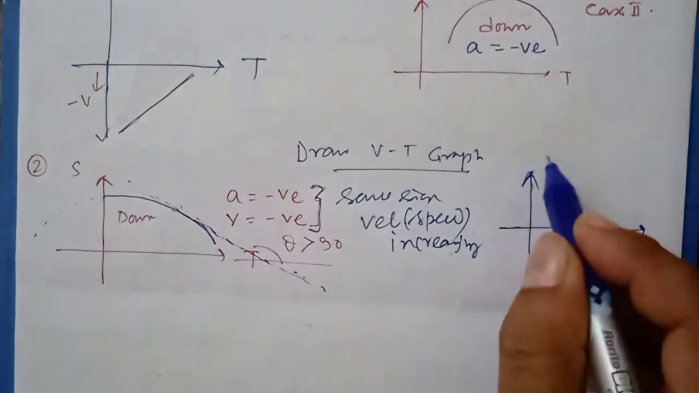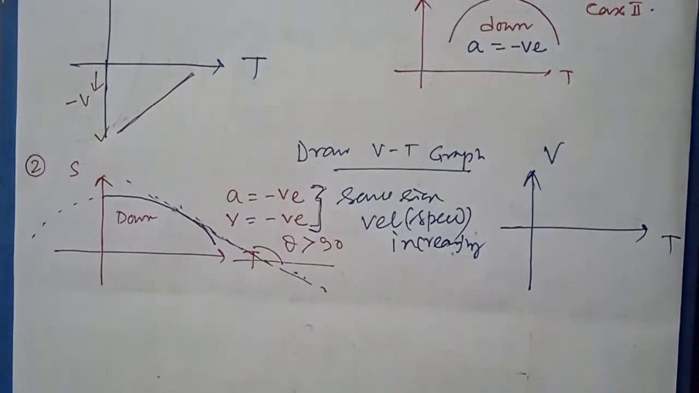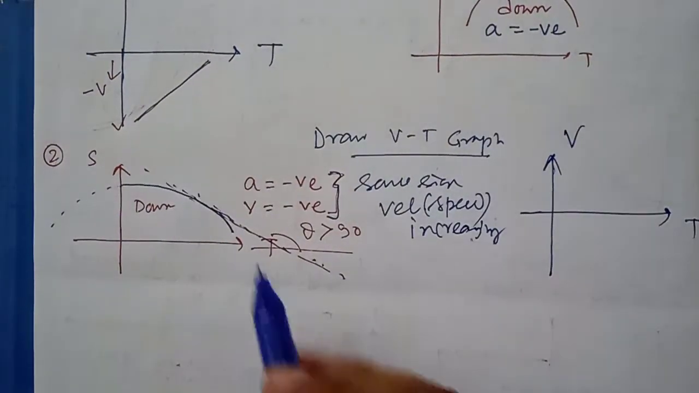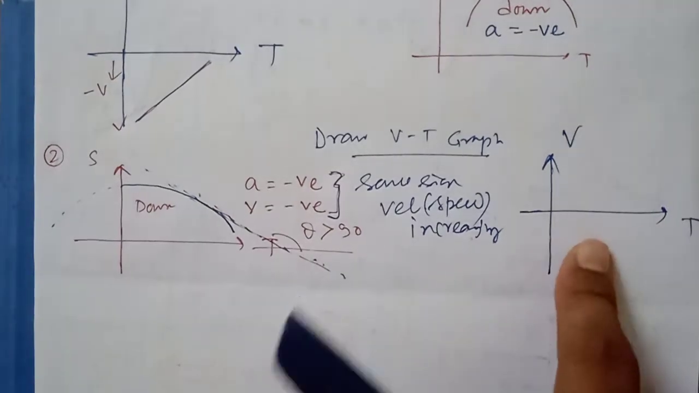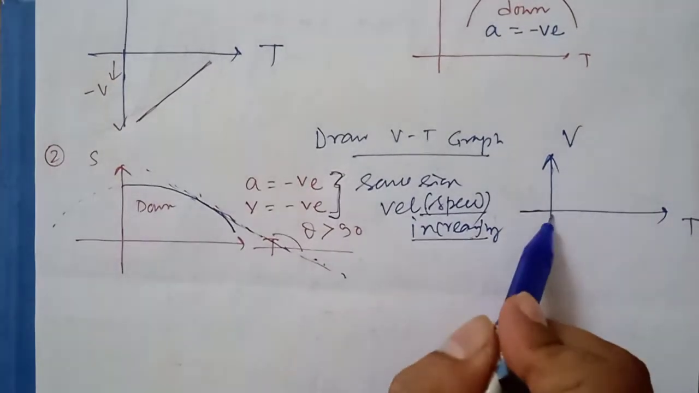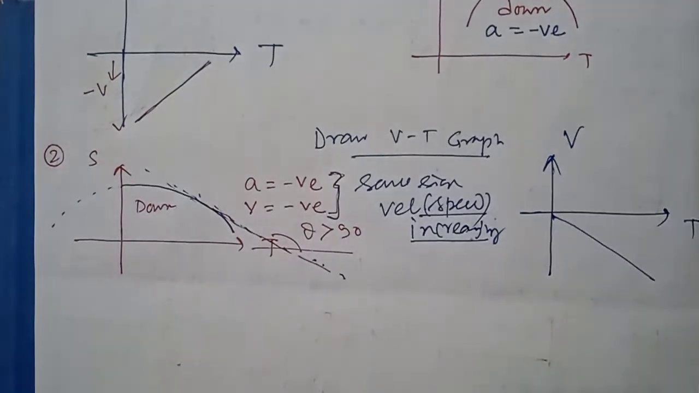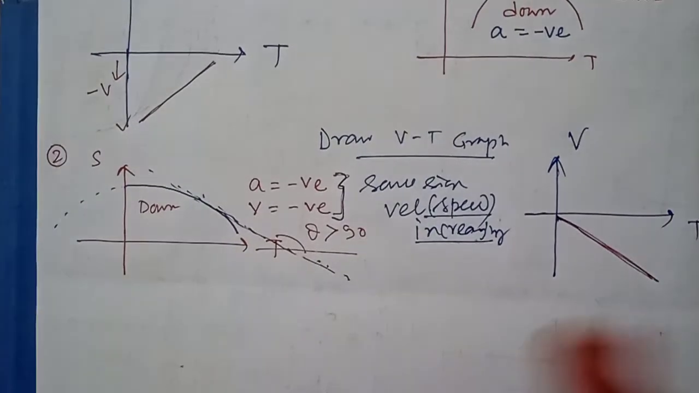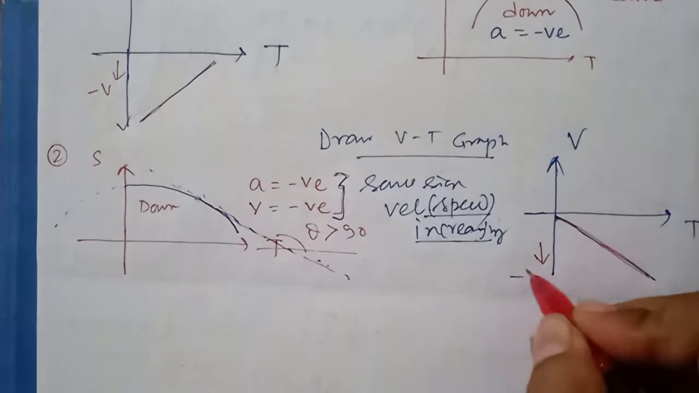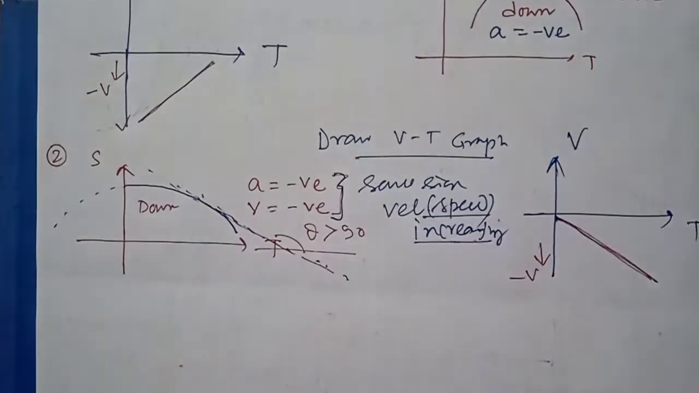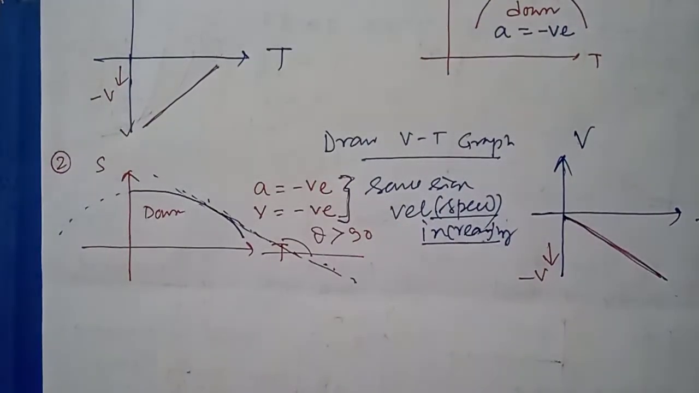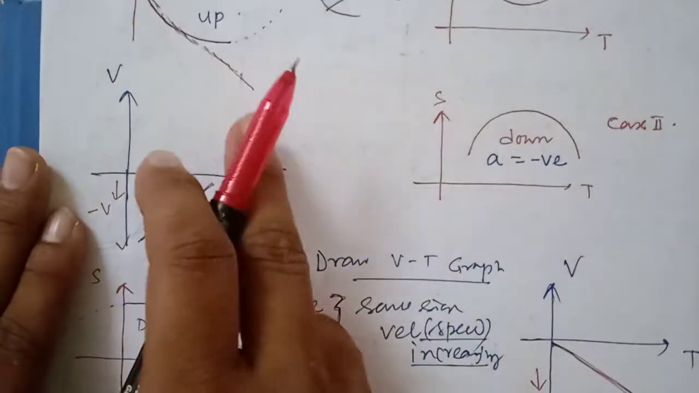So what about the graph? See, this is a VT graph. In a VT graph, students, is velocity negative or positive? Sir, velocity is negative. So the graph is in the negative quadrant, and speed increasing means the slope is increasing. So no doubt the graph will be like this. This is the negative quadrant of velocity, but the slope is increasing, because acceleration and velocity have the same sign. If they had opposite signs, then the slope would be decreasing.